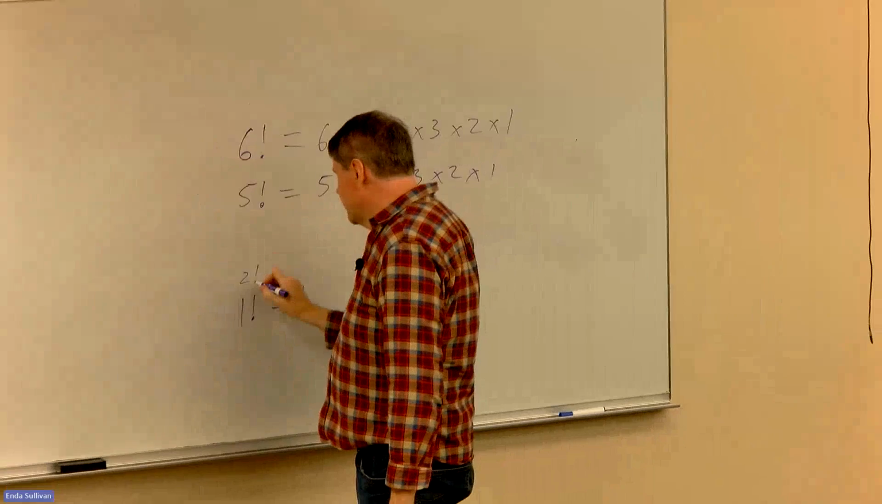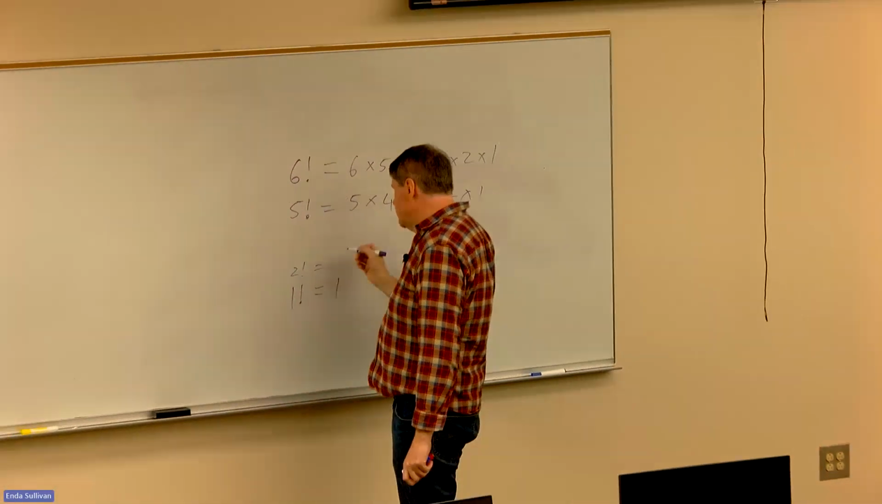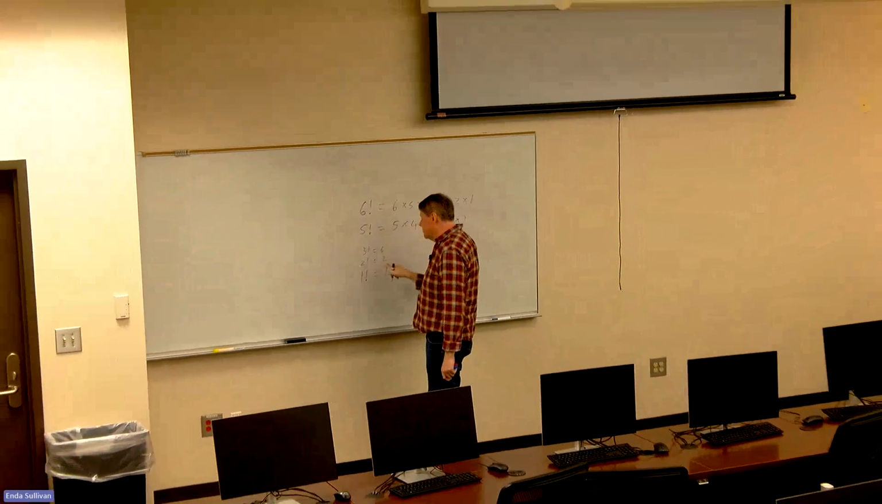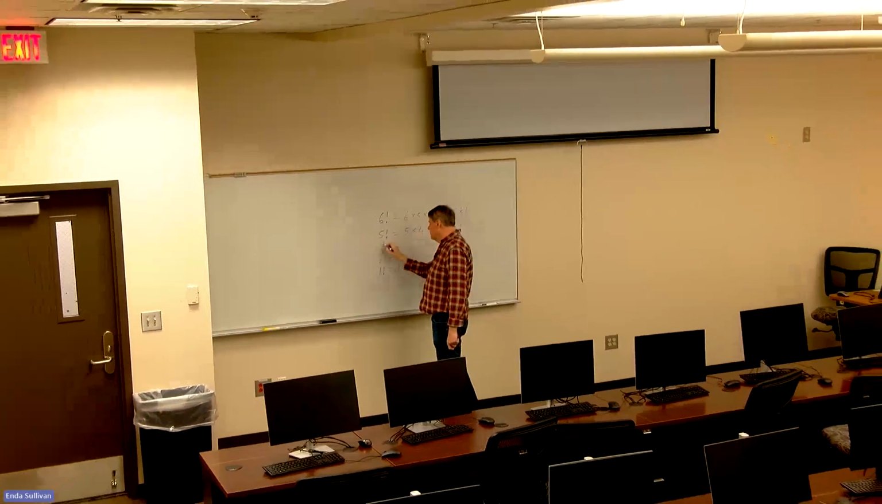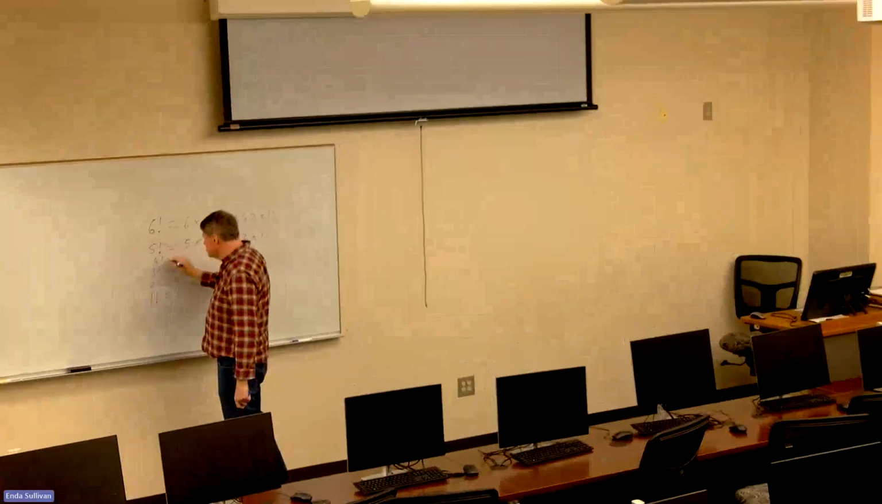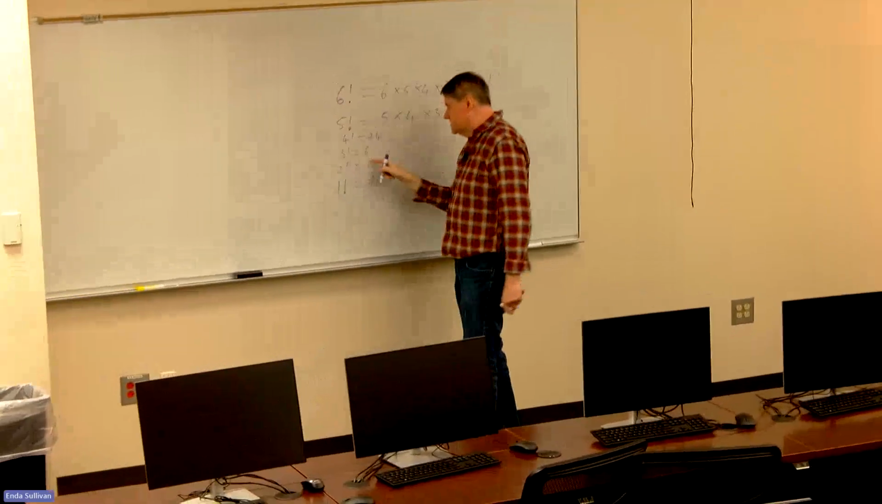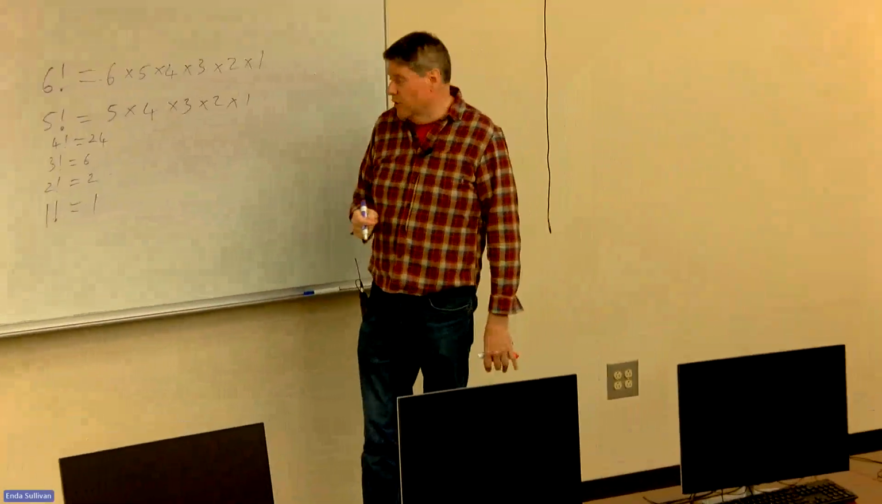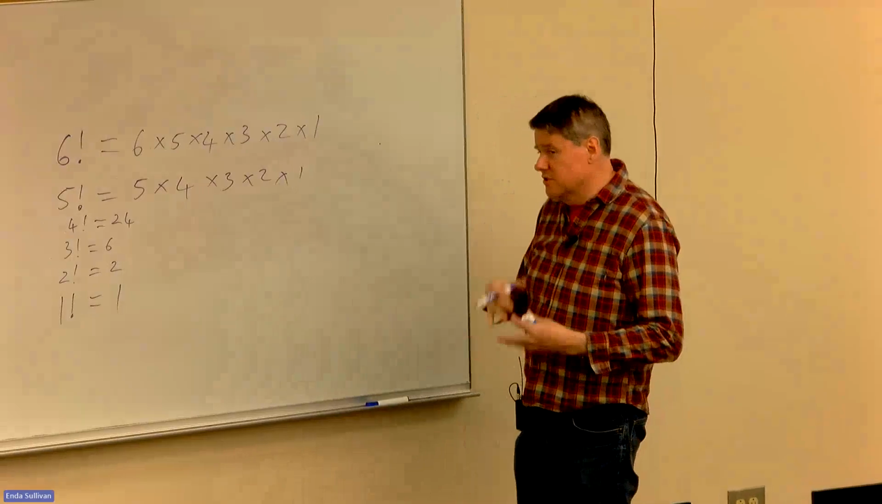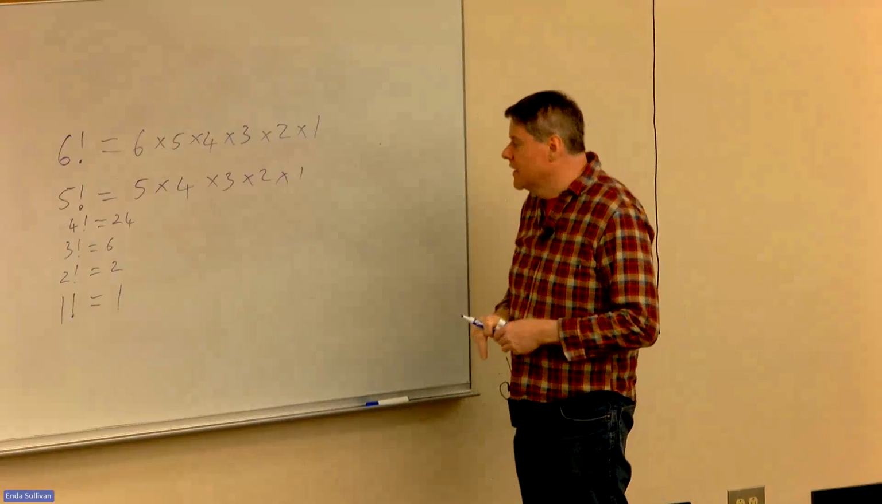So 1 factorial, as I mentioned, is 1. 2 factorial is 2. 3 factorial is 6, because it's 3 times 2. And 4 factorial is going to be 24, because it's 6 times 4, which is 24. 5 factorial is going to be 5 times 24, so it's over 100. So you can see this is growing very, very quickly.